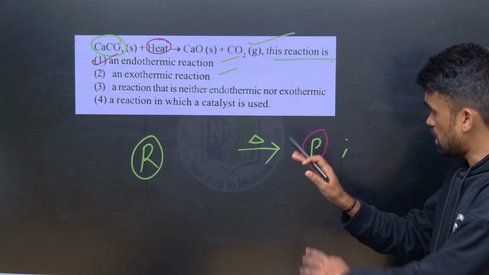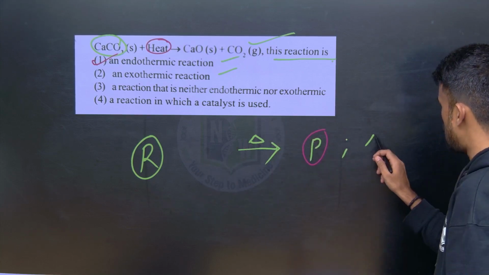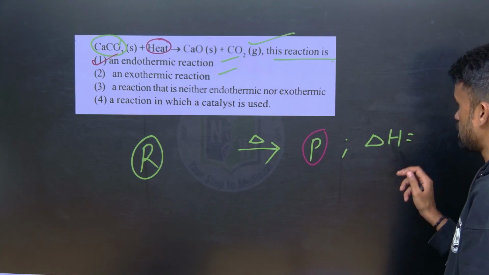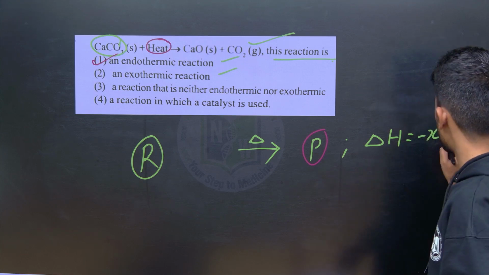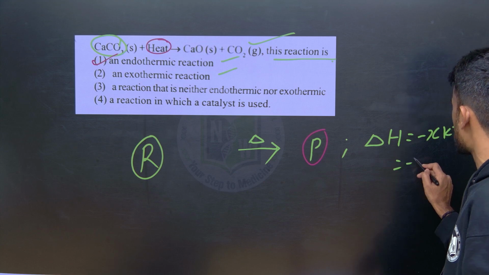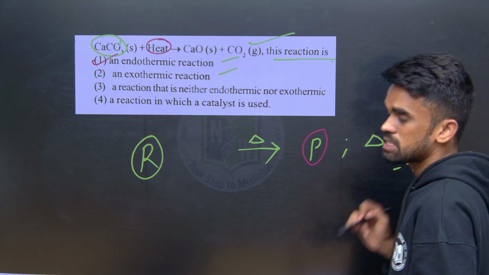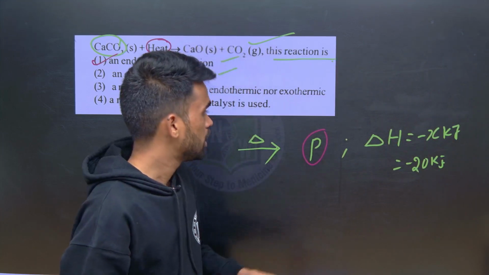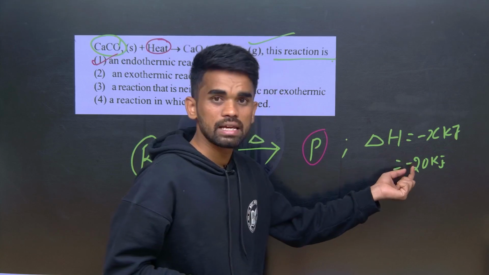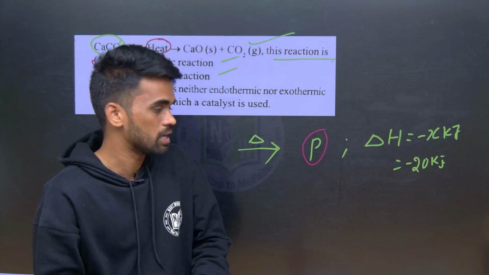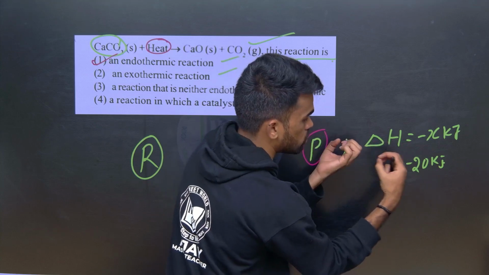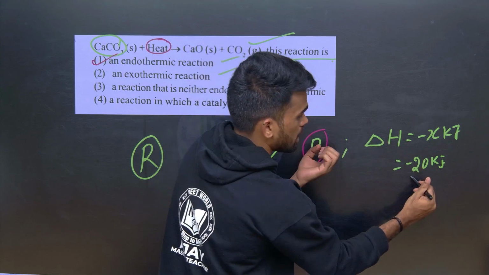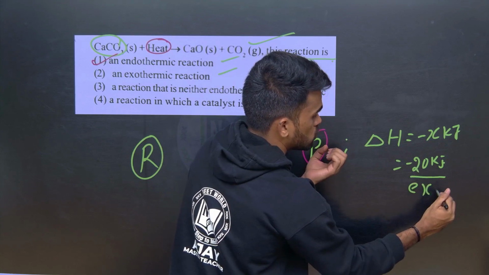They will give reactants forming products and delta H like this, some negative x, like x kilojoules of energy is released, something like minus 20 kilojoules of energy is released. It means the negative symbol here indicates the process is exothermic. During this reaction this much energy came out of the system, so this is energy released, so you should say exothermic.